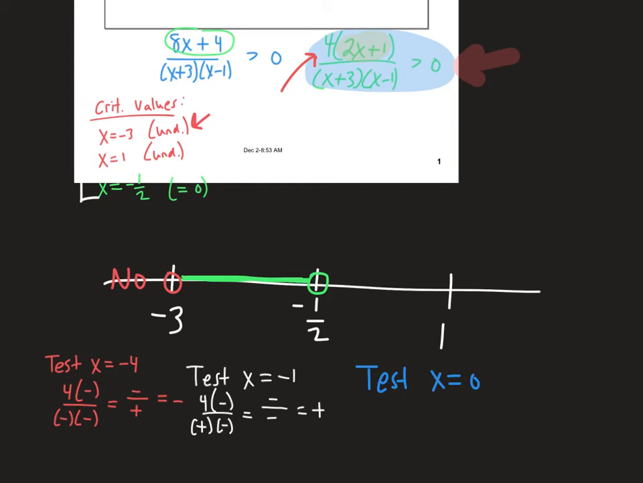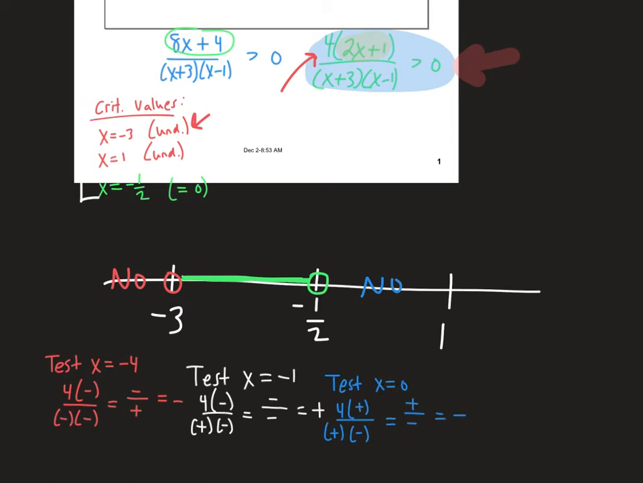All right, so going into that factored version, we have 4 times 2x plus 1. If x were 0, that would be positive. The x plus 3 factor is positive. The x minus 1 factor is negative. So that gives me a positive up top, a negative on the bottom. So as a whole, positive divided by negative is negative. That's not what we want here, so this interval does not work. Okay, let's make that small.